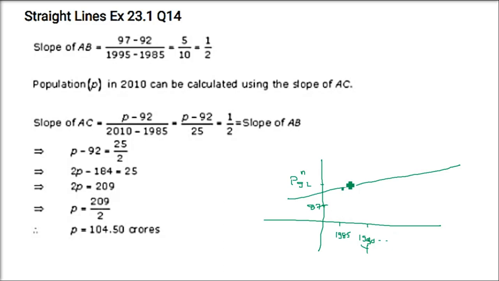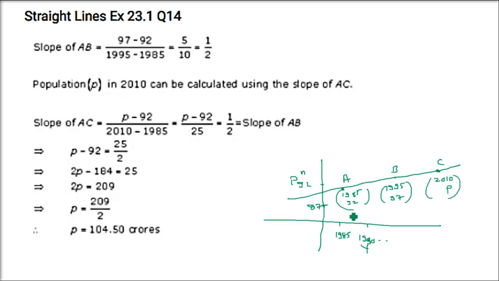Now there are 3 points given. Point A has X location 1985 and Y location 92. Point B has X location 1995 and Y location 97. And third is C. The X location is 2010 and Y is not known. It is P.